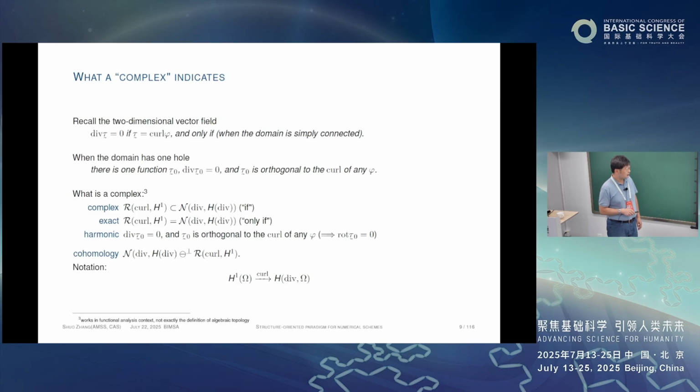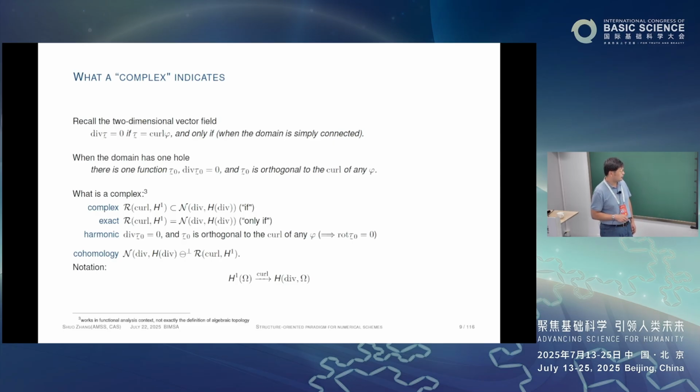Another concept is exact. Exact means the range of curl is exactly equal to the null space of D. Then we say this is exact. And this formulation is an exact complex, this identity. And the harmonic equation or harmonic form, that is some tau zero, is divergence free, and tau zero is orthogonal to the curl, which means the inner product of curl phi and tau zero is zero.